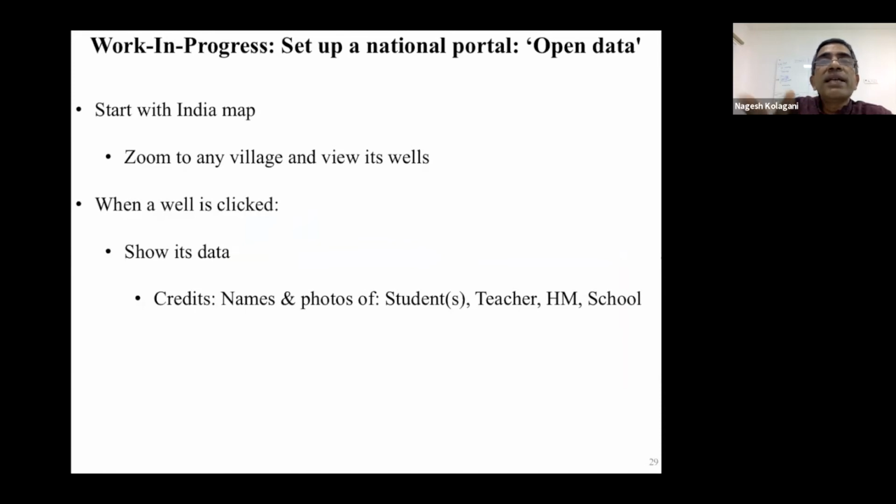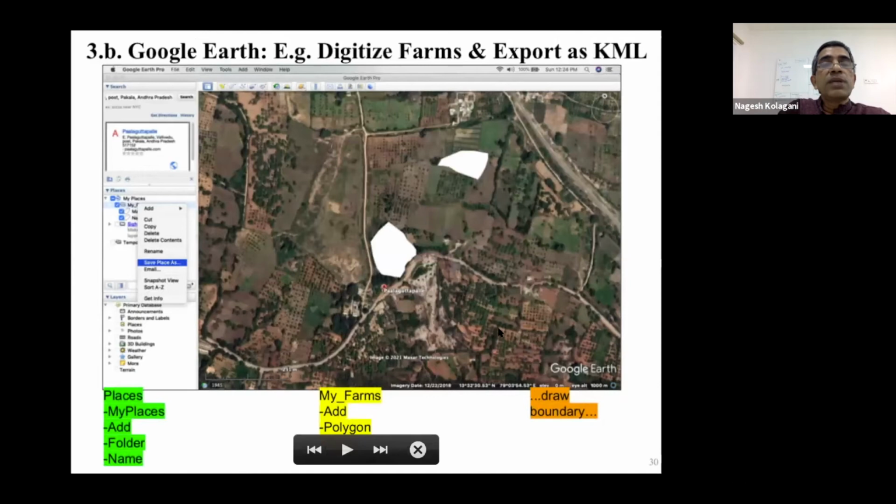In India or internationally, we can do crowdsourcing. And instead of relying on government data, macro or micro, we can actually crowdsource and give credit to people, the students, the teachers, the headmaster, etc. And try to put it up in an open data format is what I would like to do. I'm trying. So the next tool is what we have developed a few years back.